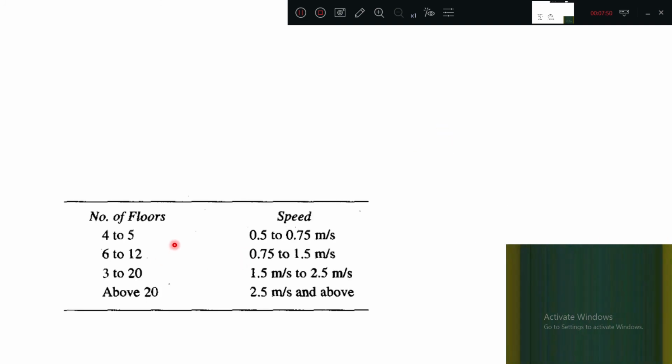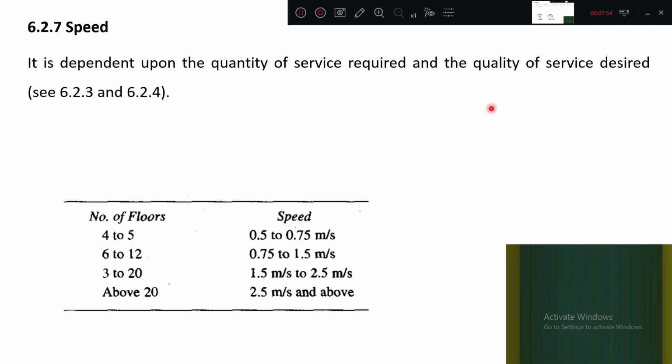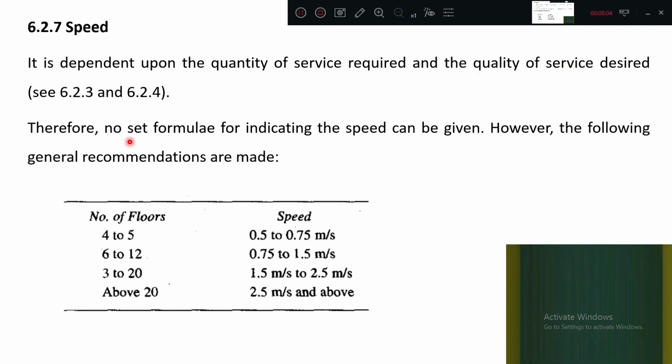Speed. It is dependent upon the quantity of service required and the quality of service desired. So what you can understand is that there is no set formula for indicating the speed. However, the following general recommendations are made. Speed should generally be 0.5 to 0.75 meter per second. This is the movement of the cab.